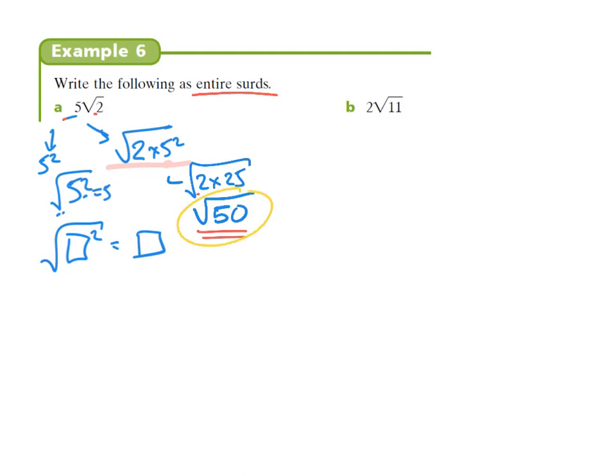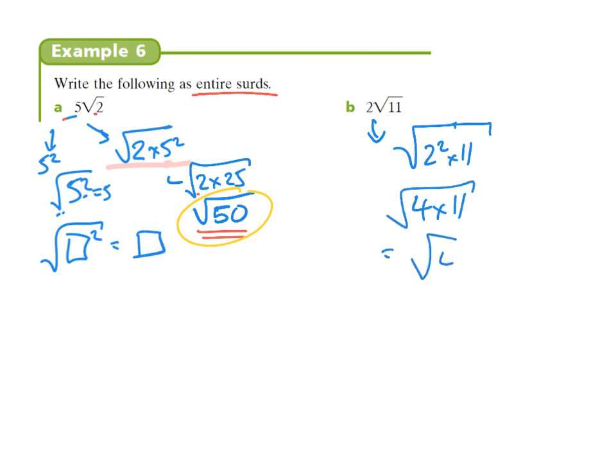Okay, next one, 2 times square root 11. We're putting 2 inside a square root sign, so 2 squared times the 11 that was already in there. 2 squared is 4. 4 times 11 inside there, which is square root 44.